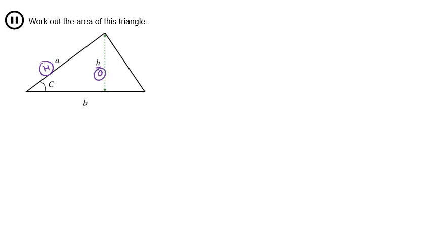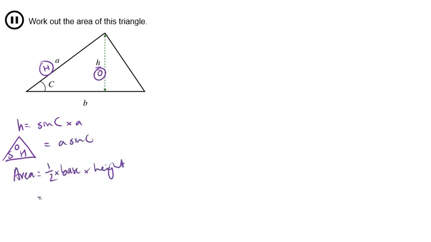So this is the opposite. So we want to find the height. We know we're going to do that again using our sine function. So we've got the sine of our angle C multiplied by the hypotenuse. And we can tidy this up by writing it as A sine C. So using our variables, we've got half times base, which is B, times A sine C. And if I just tidy up and rearrange that a little bit, let's do it alphabetically.